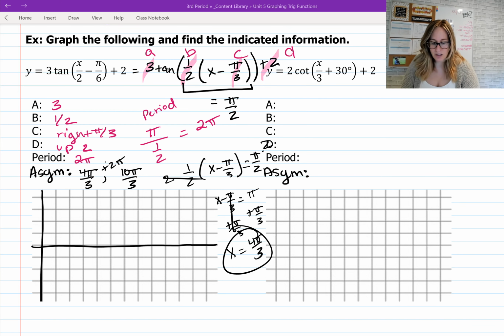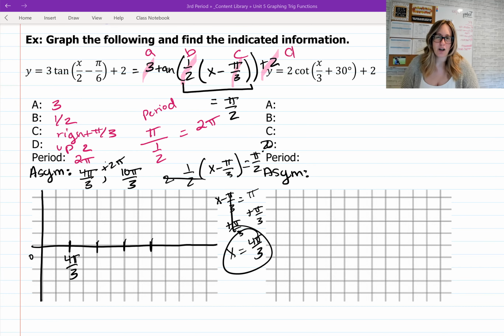All right, so this is my 0. Now you can scale appropriately, but what I'm going to do is not scale appropriately. I'm just going to put my first asymptote right here, 4 pi over 3. And then there's always three points, so I know this is going to be 1 and then 2 and then 3. And then this is going to be my next asymptote.